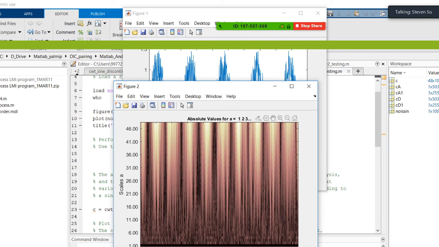You can see here B is a shift, a time shift, and then this is a scale. So you need to understand what the scale means. The bigger the scale, actually the lower the frequency.